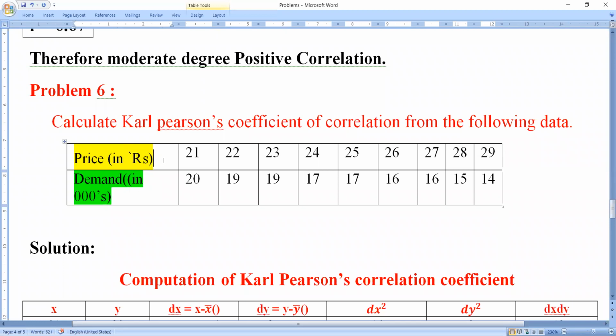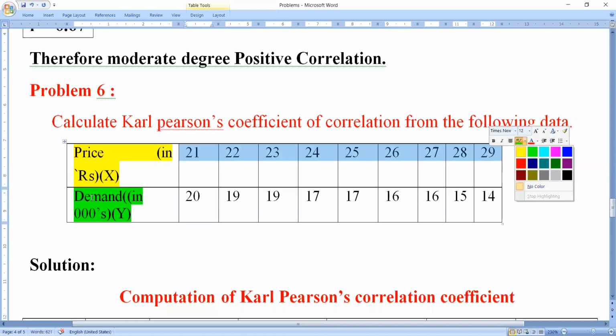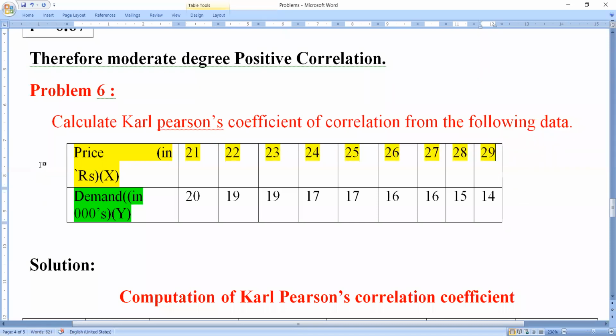Here they have not given which one is X and which one is Y. So therefore we are assuming that price is X and demand is Y. So price we have to consider here. What is the price they have given?